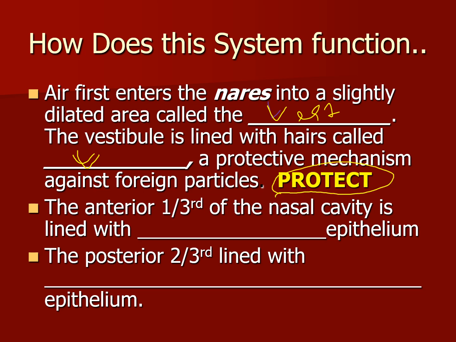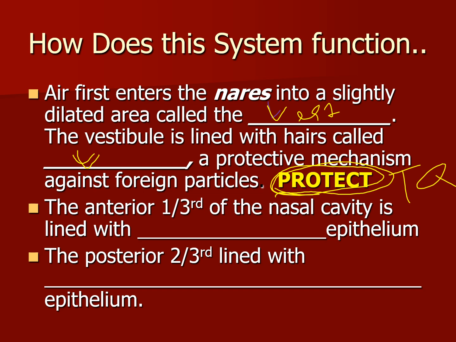I might ask you down the road, like a test question or something, right? I might ask you, what's the purpose of the vibrissae? You'd be like, protect, right? That's the one that you'd want to pick. If I said to filter, heat, humidify, you'd say filter, right? They're a protection mechanism. So the vibrissae are your first protection mechanism, and that first third is also known as the vestibule.